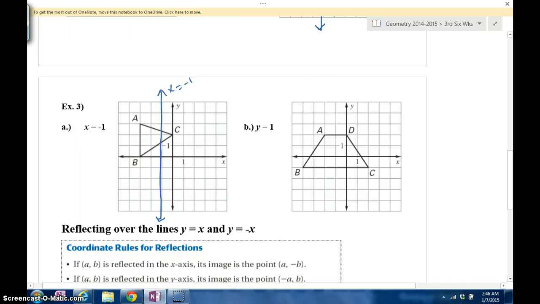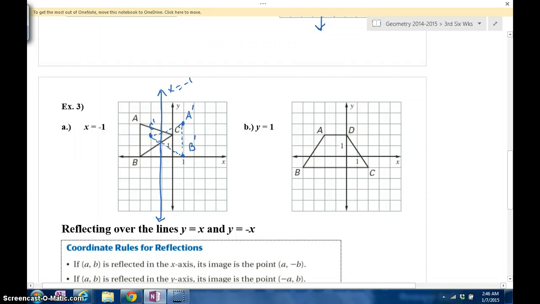So C is 1 unit to the right, we're going to go for C prime 1 unit to the left. A prime is 2 units from the line of reflection, 2 units to the right. There's your A prime. B is 2 units to the left, so B will be 2 units to the right. So B prime. And we'll go ahead and make a triangle, and that would be the reflection there.